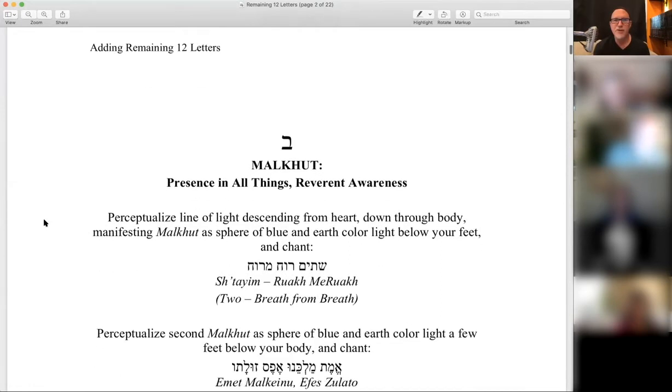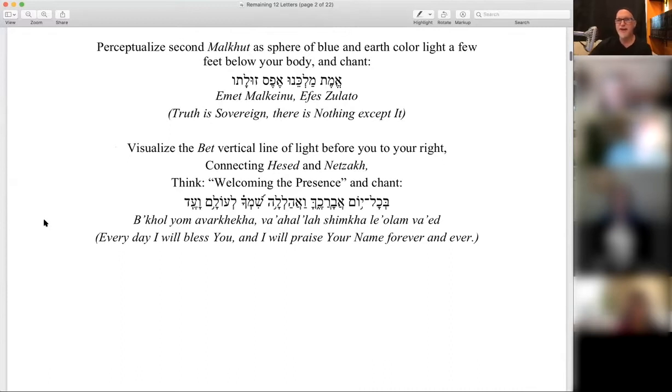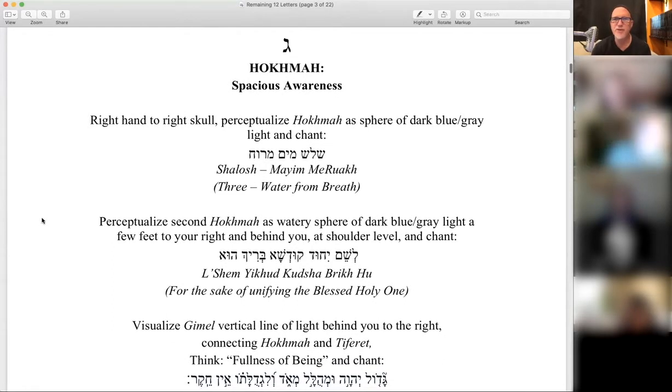Then we visualize the Bet line, which is a vertical line connecting Chesed with Netzach. Chesed is front right shoulder level, and Netzach is front right hip level. So you're seeing the Bet line like this. Next is Gimel, and we're circling around the body now. So Bet was front right. Now we're coming to back right, connecting Chochmah behind you at shoulder level to Tiferet behind you at hip level. That's the Gimel line.